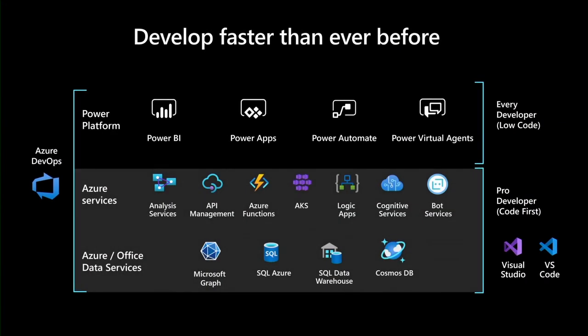Now, the Power Platform, which consists of Power BI, Power Apps, Power Automate, Power Virtual Agents, was not built in a vacuum. It was built specifically to work atop Azure. And if you look across Power BI and the data tools in Azure, Power Apps, Kubernetes, Azure App Service Functions, API Management in Azure, Power Automate with Logic Apps and API Management, all of the Power Platform services have analogs in Azure, and they've all been built to work together.